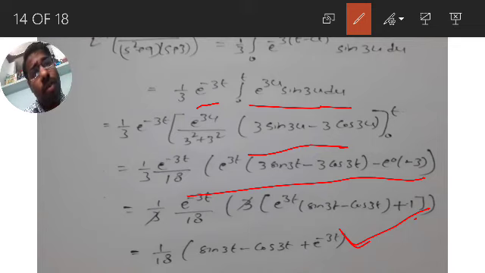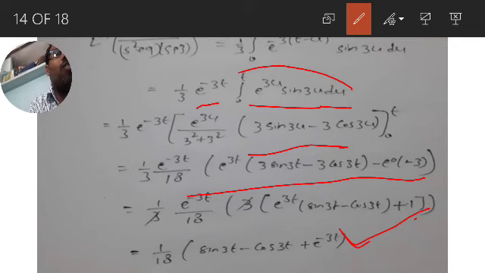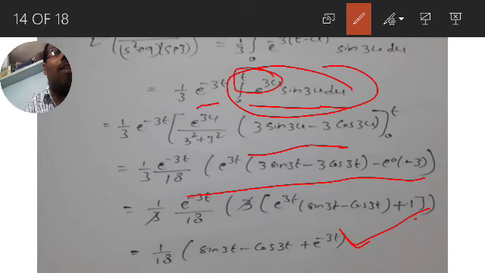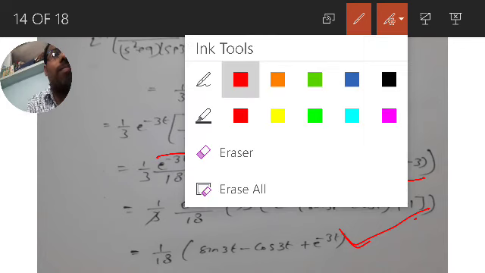So what is the formula we are using here? Integration of e power of ax into sin bx. That is e power of ax by a square plus b square into (a sin bx minus b cos bx). That is our formula. Here a is equal to 3 and b is equal to 3. Substitute a square, b square, a, b. That's it.